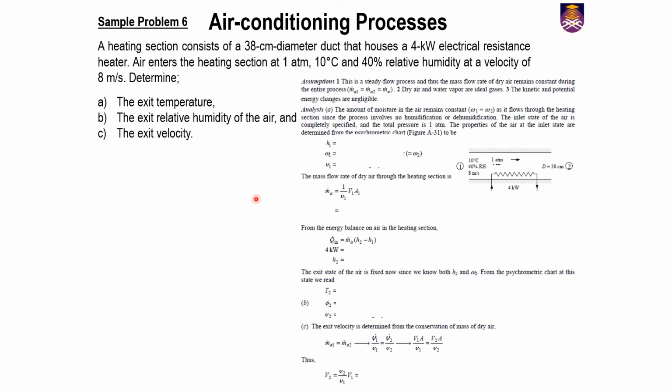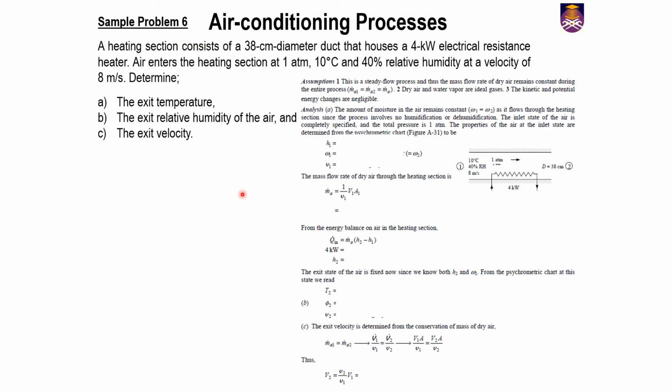So based on the formula, 1 over specific volume is your rho. All right, make sure you know that. And I'm sorry, this is not volume, this is your velocity. So 8 meters per second is your velocity, and then this is your cross sectional area. So make sure you know how to calculate your cross-sectional area for a 38 cm diameter, pi d squared over 4, but make sure you change cm to meter as well.